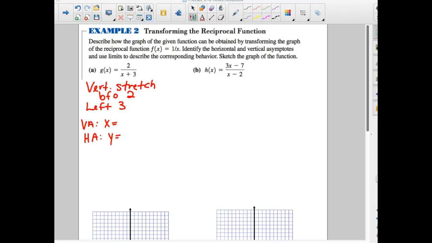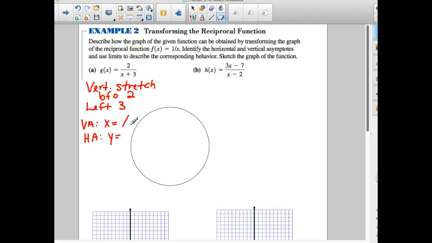All right, let's check. Did you list a vertical stretch by a factor of 2? Yes? That's coming from that top piece. And then going left 3? Yes? Okay. What would the vertical asymptote be? And horizontal asymptote. Have we moved up or down at all? Okay, then we're still at 0.